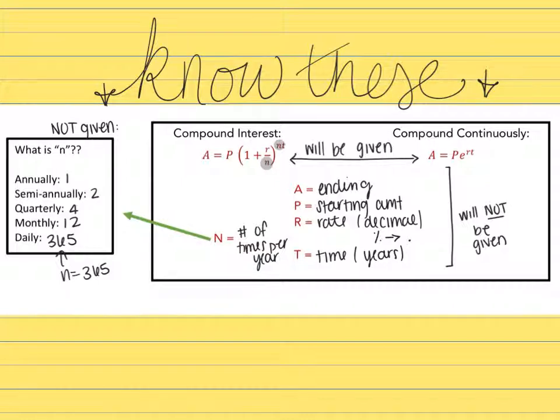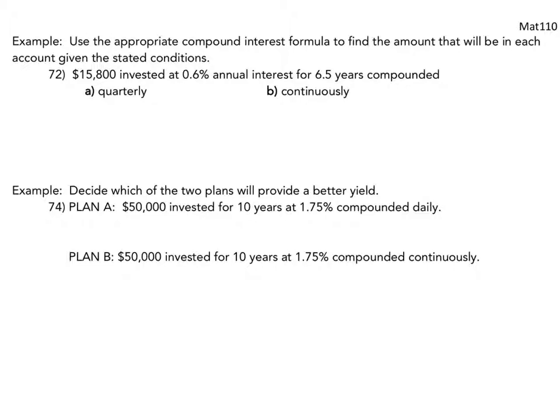So now let's take those formulas and actually put them into some examples and work through these. So here are the two out of your notes. The first example, number 72, is comparing quarterly versus continuously. The next example, 74, is telling you, which one would be a better yield? Which one would make you more money in the end? So number 72, I'm taking $15,800 and I'm investing it at 6% interest rate for 6.5 years.